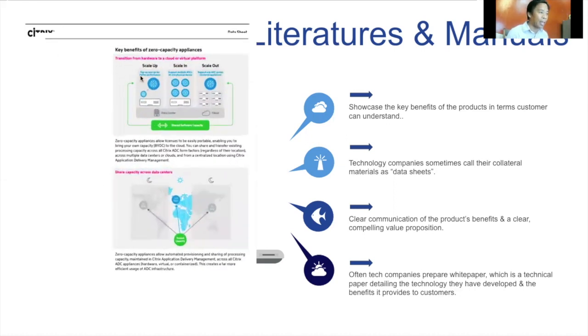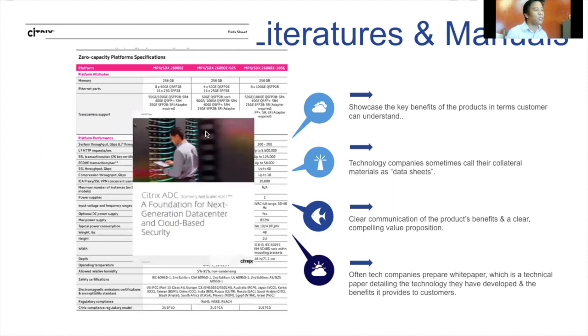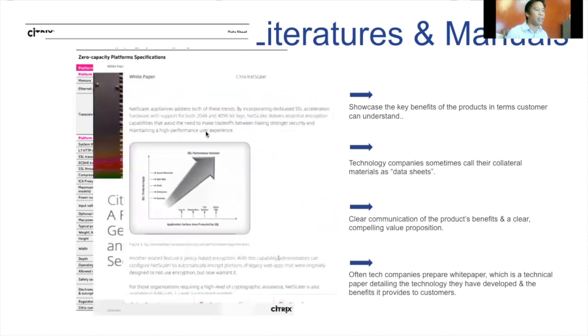So may mga nakalagay dyan, key benefits of zero capacity appliance. So mga ganyan, yung mga example. Siguro madalas kayo makakita ng mga ganyang white paper, lalo na sa mga product na sinusupport nyo or yung mga product manager dito sa class natin. Siyempre may mga ganyan kayong white paper and data sheets, di ba?